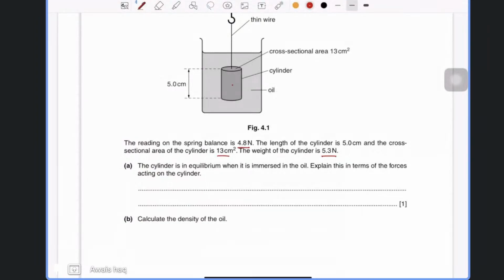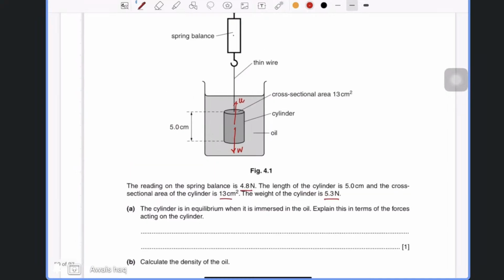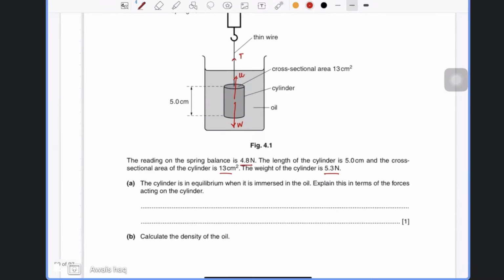So you have the weight downwards, you have upthrust upwards, and obviously the resultant of these two is shown by this spring balance, right? So that would create basically a tension in this. That is the reason, right? So we are saying the weight should be equal to the upthrust plus the tension. So that should be the equation here.